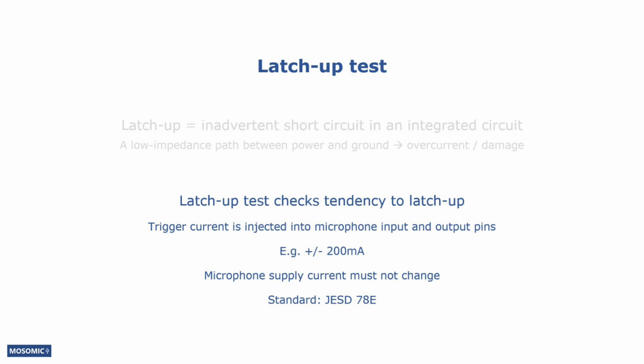In the test, a trigger current, for example ±200 mA, is injected into the input and output pins of the microphone. The microphone passes the test if there is no change in the supply current of the microphone after the test. The test can be done in accordance to the standard JESD-78E.